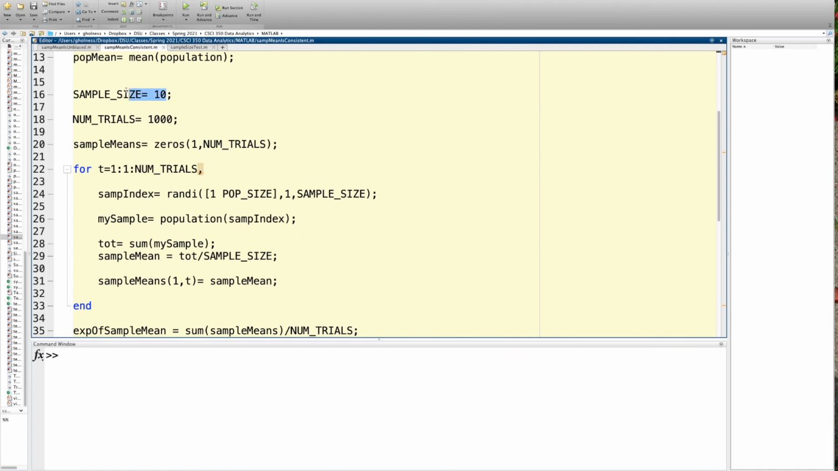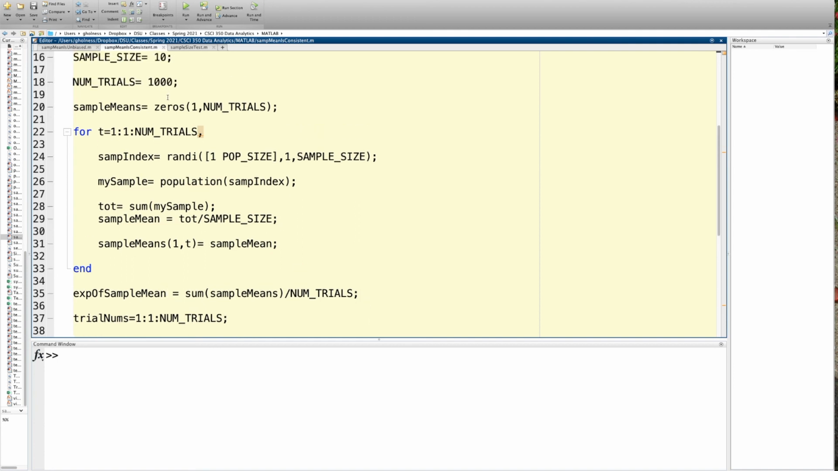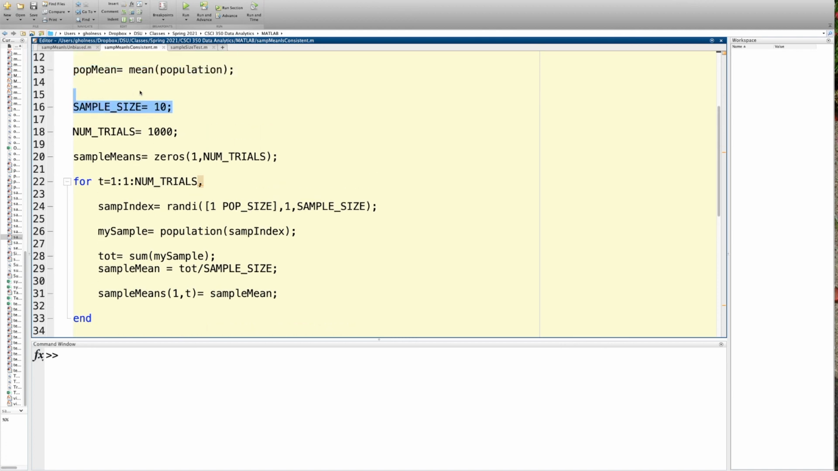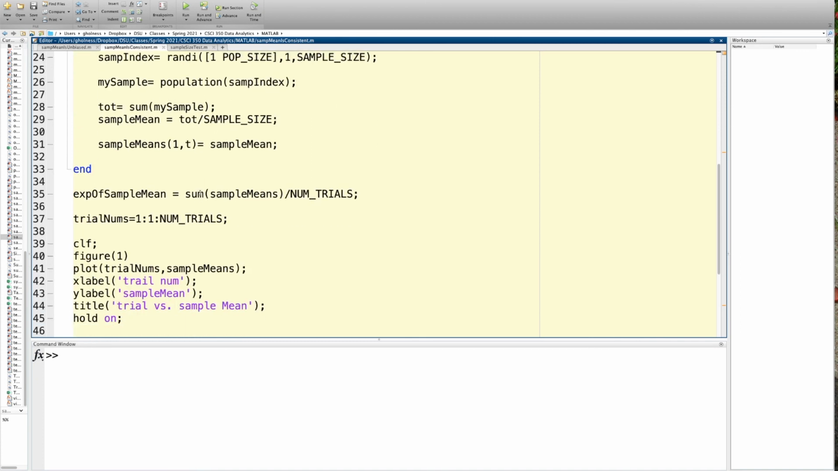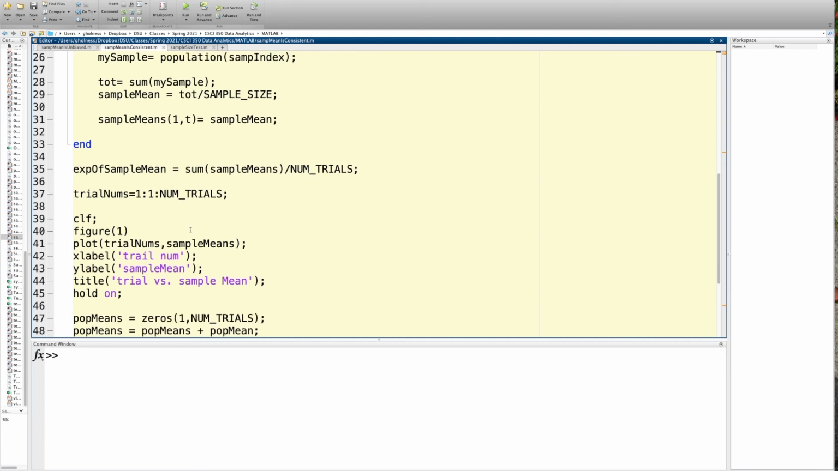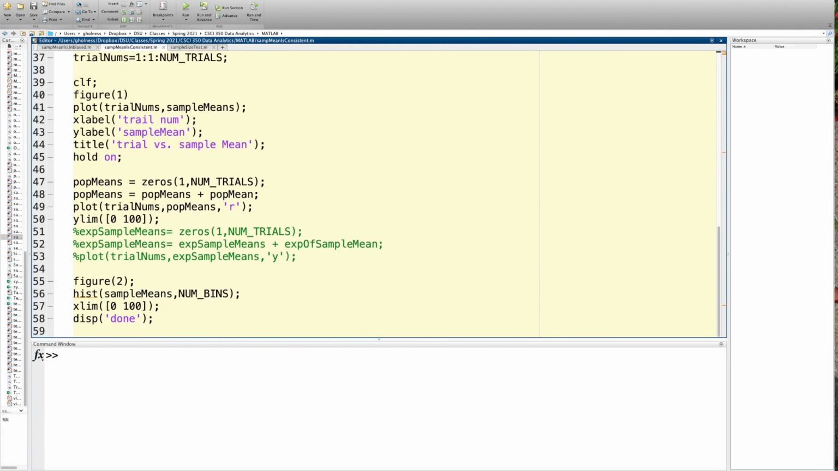And then from that sample of size 10, I'm going to compute the sample mean, x bar, and then I'm going to save it away, and then I'm going to compute the expectation of the sample mean. My expectation of the sample mean is going to be this variable on line 35, expectation of sample mean. I take the sum of all the sample means, and I divide by the number of trials. So 1,000 times, I'm going to sample 10 individuals from this large population. The population is not going to change. And then I'm going to compute the average or expectation of the sample means. And then I'm going to plot them. And so here's my figure. I'm going to plot them and take a histogram to show you the result.